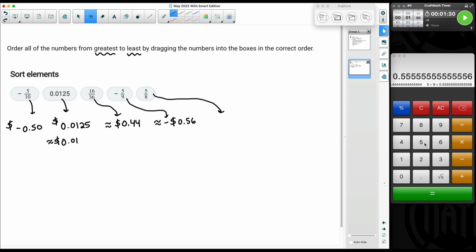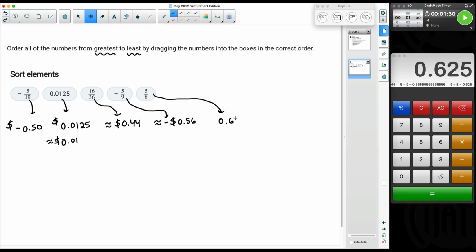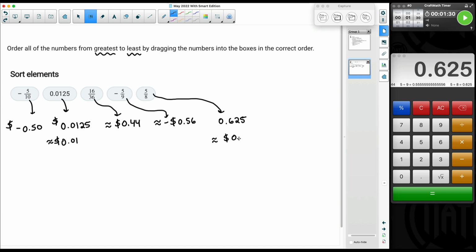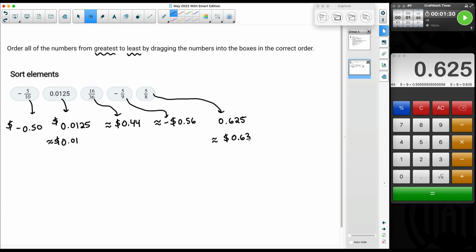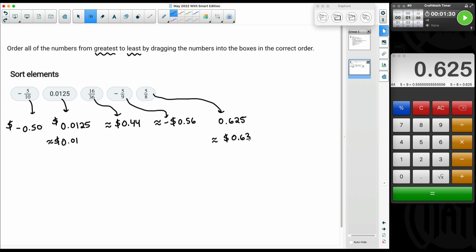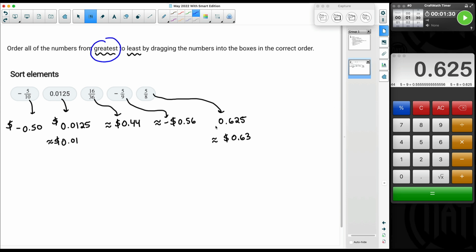And then this one right here, 5 divided by 8, we get 0.625. And if you round that to the nearest cent, we get somewhere around approximately 63 cents. So, even though we're talking about fractions and decimals and all that stuff, I mean, look, we're talking about rounding as well. If you have to round something to the nearest cent, 2 decimal places. So now let's just make sure we don't mess this up. Let's go greatest to least.